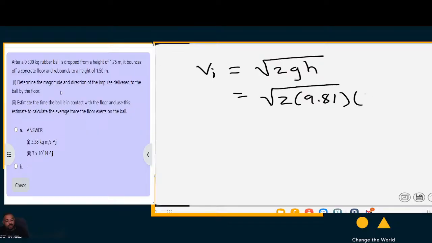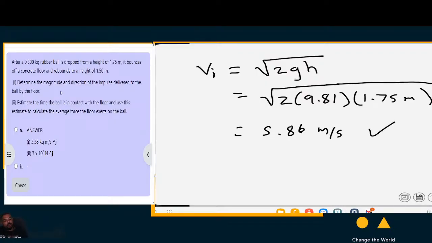times the height, 1,75 meters. That gives us an initial velocity just before it hits the ground of 5,86 meters per second. Always include your units. Now the velocity just after the rebound, this is V final.